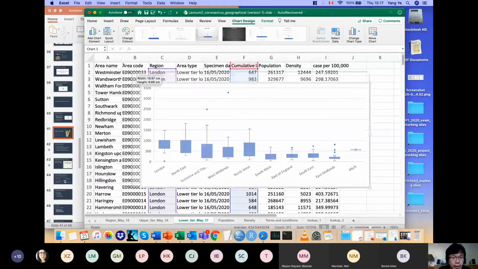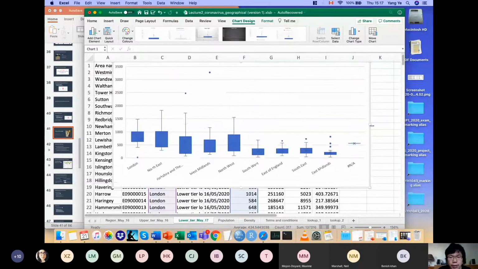As you can see, this gives us interesting information about the coronavirus at the lower tier authority level across different regions. Although it doesn't really provide conclusions about statistical significance, it is a way of visualizing the data and shows regional differences. We can see Southwest seems to have the lowest, East Midlands seems to have the lowest level of cases.